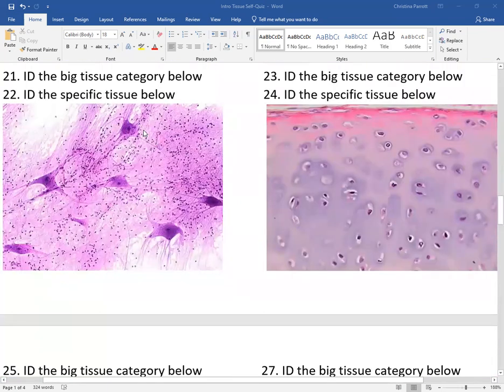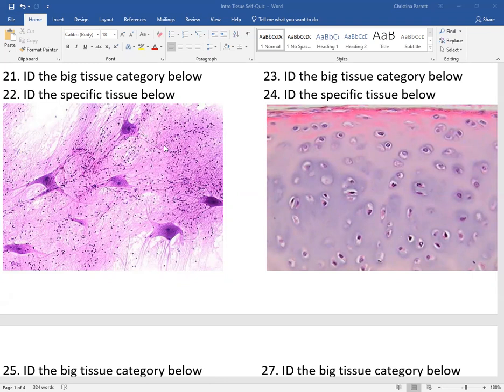Number 21, the picture on the left, you're seeing the kites with the streamers. You see those kites with the streamers, that means that this is the neuron. So number 21, this big tissue category would be nervous tissue or nerve tissue. 22, the specific tissue would be neuron.